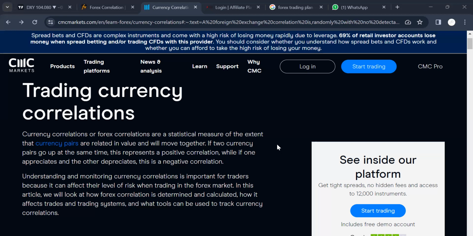So now let's go. Understanding and monitoring currency correlations is important for traders because it can affect their level of risk when trading in Forex markets. In this article, we look at how Forex correlation is determined, calculated, how it affects trades and trading systems. So we are going to see how best as a trader you can use these terms, and how best you can use correlated pairs.